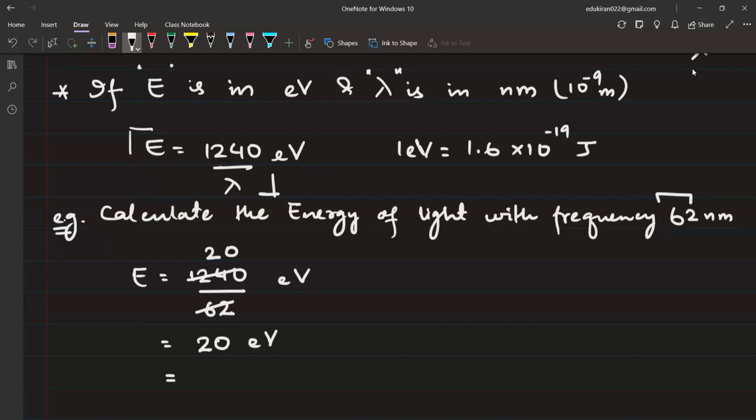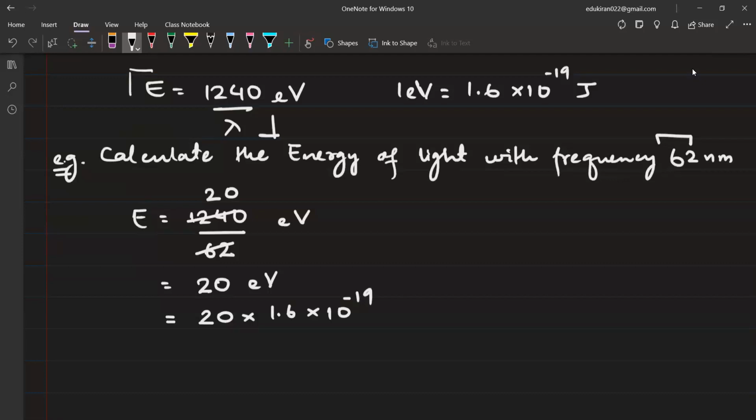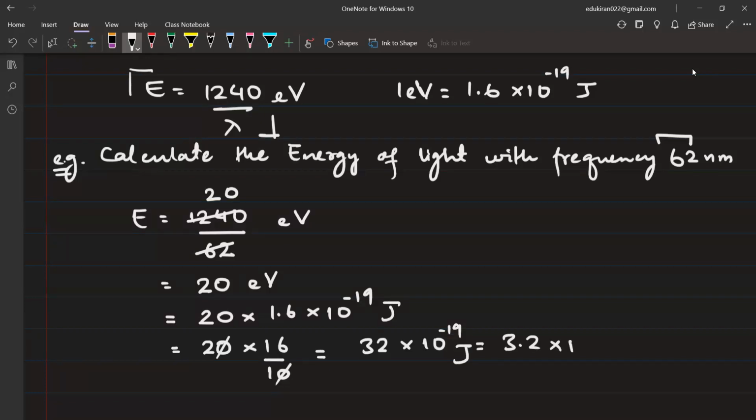In order to convert it to joules, I'm going to do 20 into 1.6 into 10 to the power minus 19. Now you may say, okay sir, 1.6 will be difficult to multiply. No, it is not difficult. Write it as a fraction, 16 by 10, and cancel. This becomes 32 into 10 to the power minus 19, which is equal to 3.2 into 10 to the power minus 18 joules.